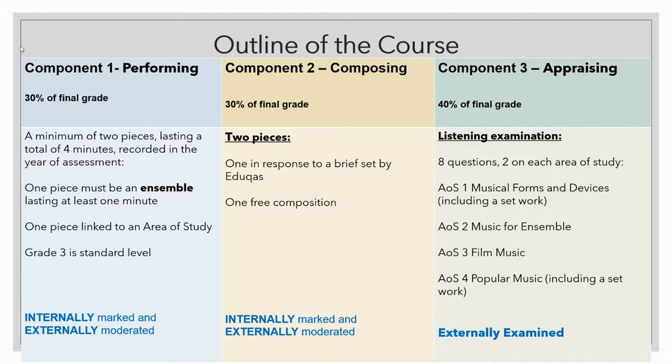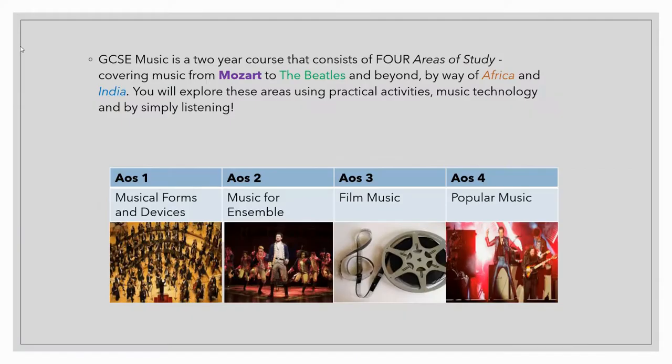Okay, outline of the course. Component 1, performing. So this makes up 30% of your final grade, and you will need to perform on your instrument or voice 2 pieces lasting a total of 4 minutes, recorded in the year of assessment, so year 11. 1 piece must be an ensemble, so a group piece, lasting at least 1 minute, and the second piece is linked to an area of study.